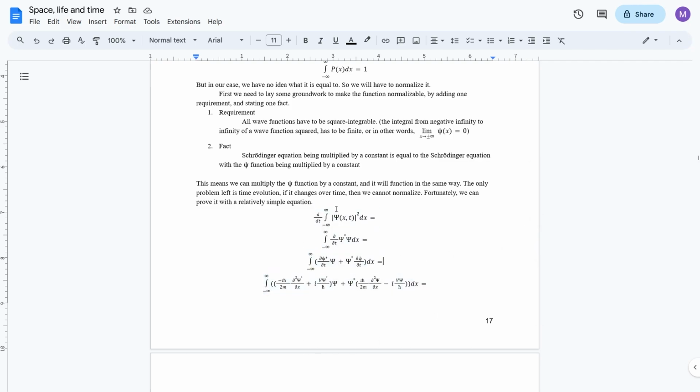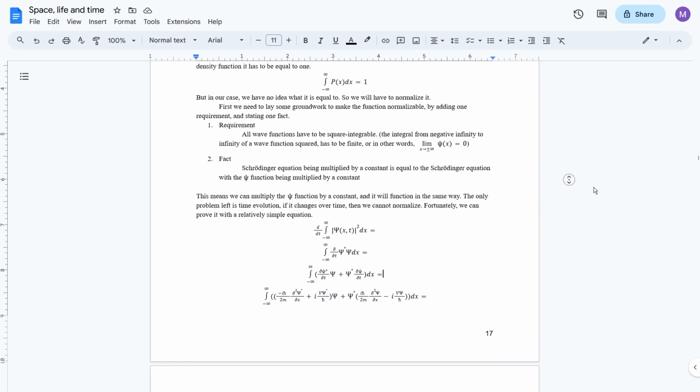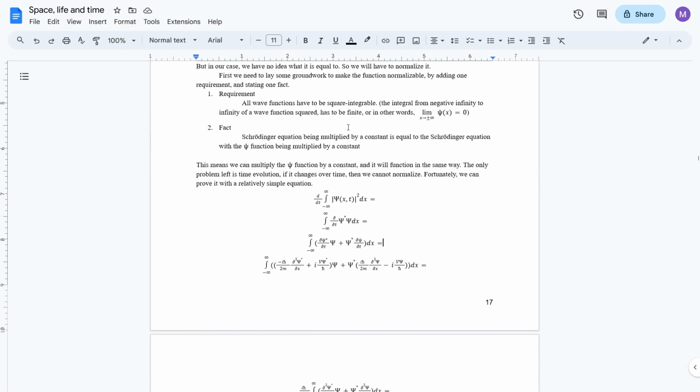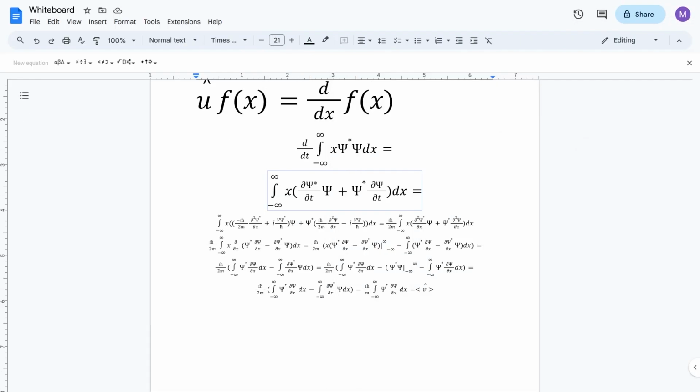So right here, I'm just gonna read it for the video. I have no idea what is equal to. So we're requiring all wave functions to be square integrable. The integral from minus infinity to infinity of the wave function squared has to be finite. So what this basically means is that the function can't just keep on going up, which makes sense.